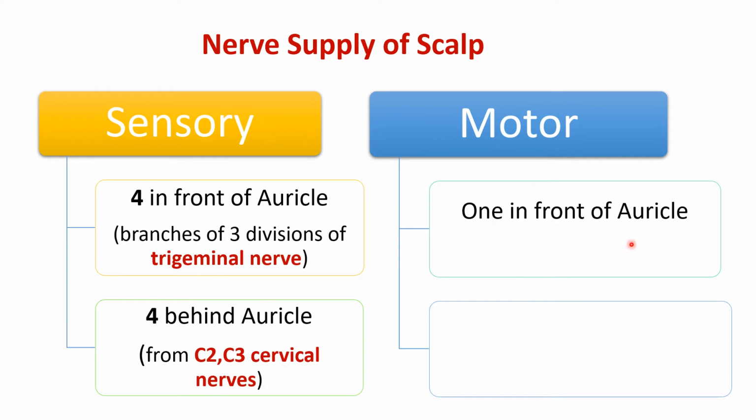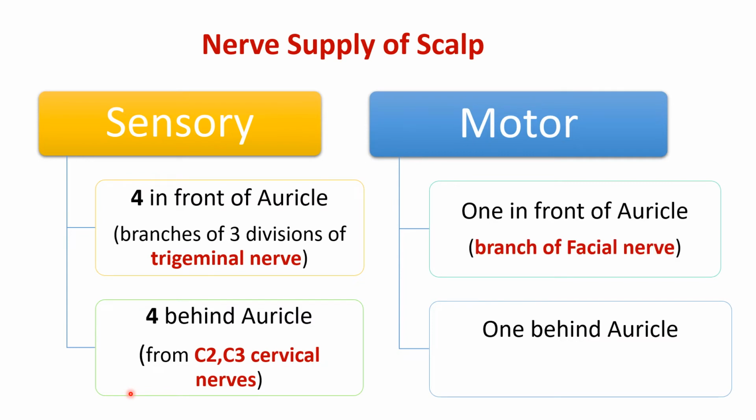Now let us look at the motor. One will be in front of the auricle, one will be behind the auricle, right? And they will be coming from which nerve? They will be coming from the facial nerve, the 7th cranial nerve, that will supply the muscles of the face and also the muscle of the scalp. And which is that muscle which is supplied here? That muscle is the Occipitofrontalis muscle. So this is clear.